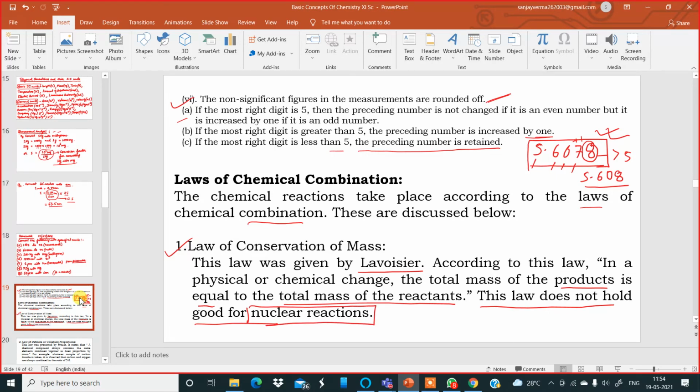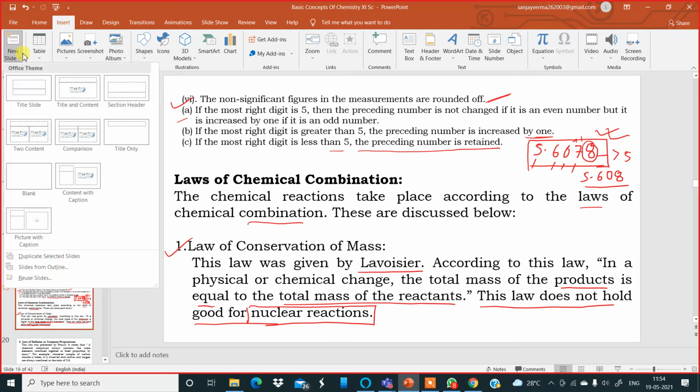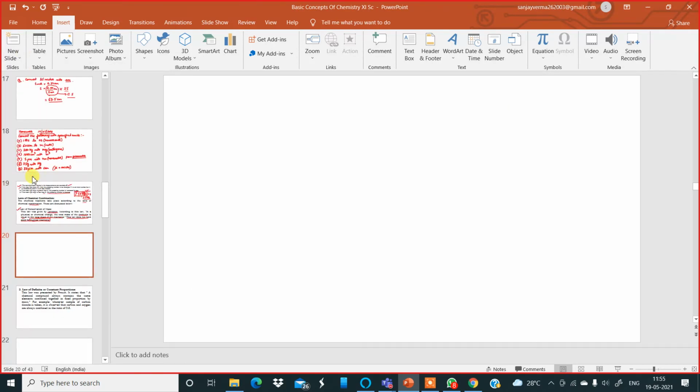Okay, so this is the first law of chemical combination, which was given by Antoine Lavoisier. In a physical or chemical change, the total mass of the products is equal to the total mass of the reactants. But keep in mind, this law does not hold good for nuclear reactions. Am I clear? Am I clear to all of you? Yes, sir.